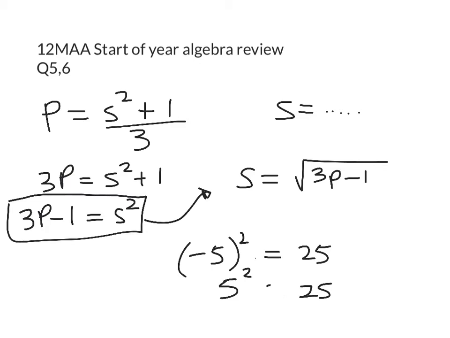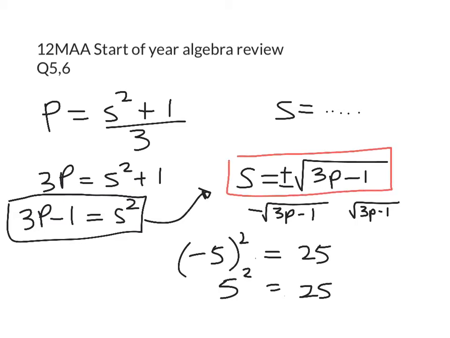There you go. So when I take the square root of something, I don't know whether the number was a negative or a positive. So that means that we have to do this, plus or minus root 3p minus 1. Because either negative this or positive this, when I square it, will give me 3p minus 1. Okay, so my final answer here is S is equal to the positive or negative square root of 3p minus 1.